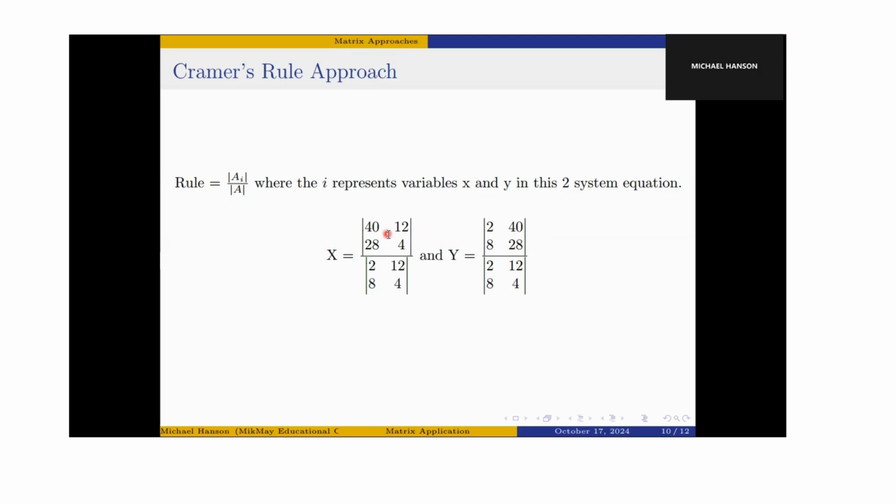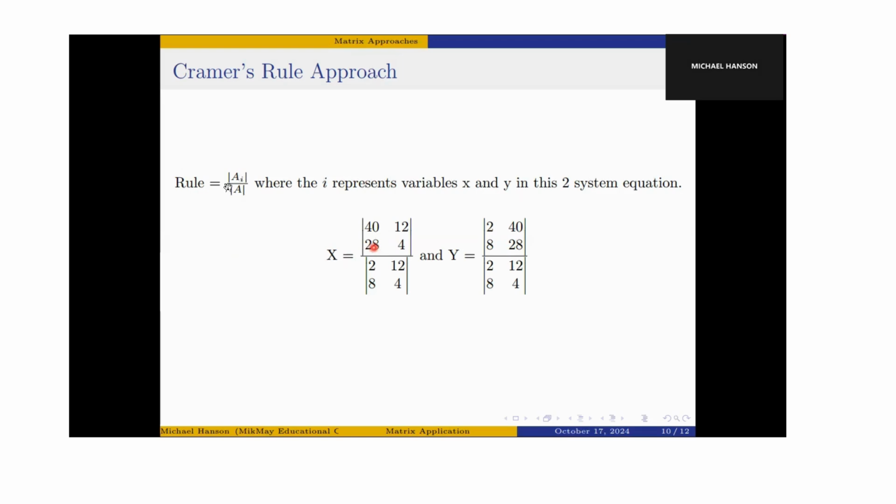So that is how we're going to do it. If there were a third variable, then that would have been A subscript Z. That would mean you keep the first 2 columns, then the third column you replace with the constant matrix. Then you divide it by the determinant of the general matrix. So that's what Cramer's rule is saying. Replace each column with the respective constant matrix.